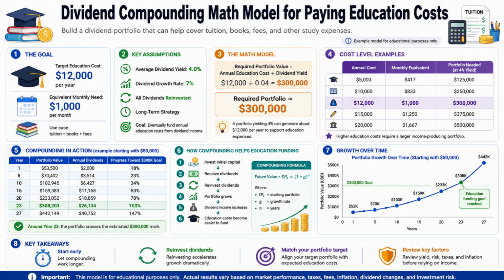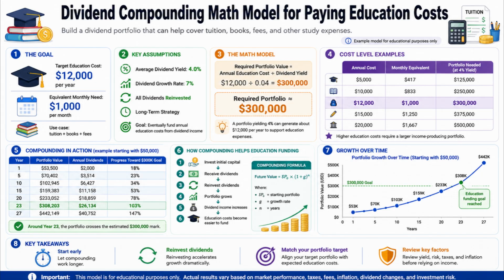In this video, we will discuss the dividend compounding math model for paying education costs. Education expenses can include tuition, books, fees, supplies, transport, and other study-related costs. Instead of depending only on salary or savings at the time the expense arrives, this model explains how a dividend portfolio can be built over time to help cover those costs through dividend income.